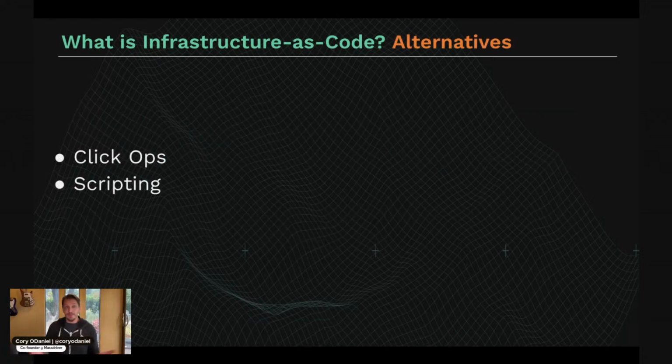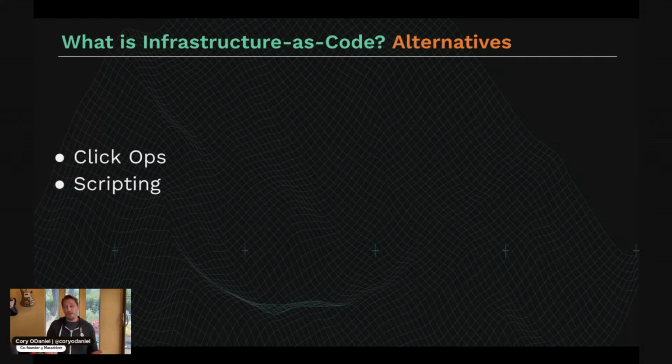Now, the alternatives, there's two. There are two alternatives to doing infrastructure as code. Be curious, if you're not doing infrastructure as code today, which one of these you're doing. There's ClickOps, which is manually clicking around in the AWS console. It's time consuming. There's no version control. It's very inefficient if you're making lots of changes.